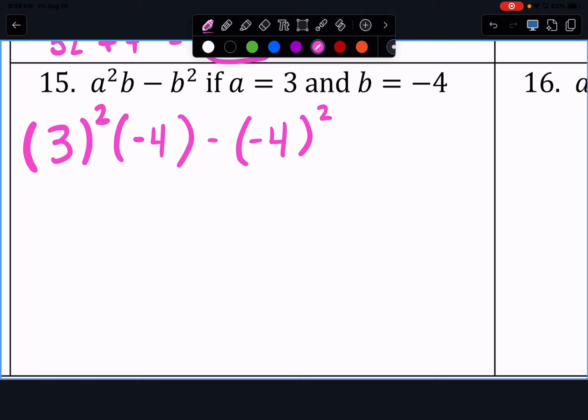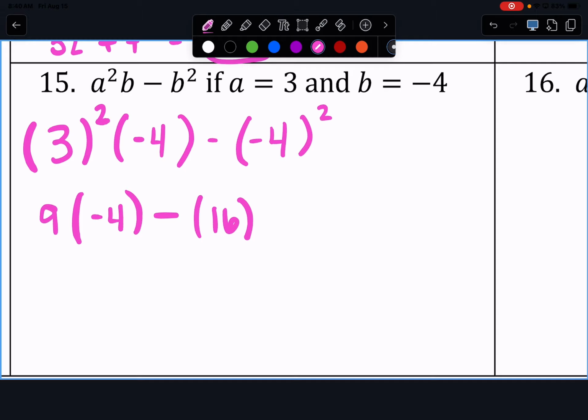Exponents. What is 3 squared? So we have 9 times -4 minus, then we have -4 squared. When we square something, what are we doing? Multiplying it by itself. So what is -4 times -4? Positive 16.